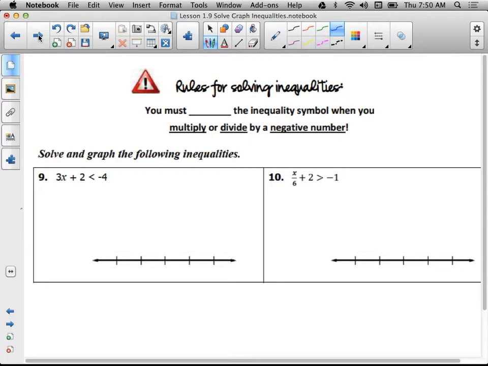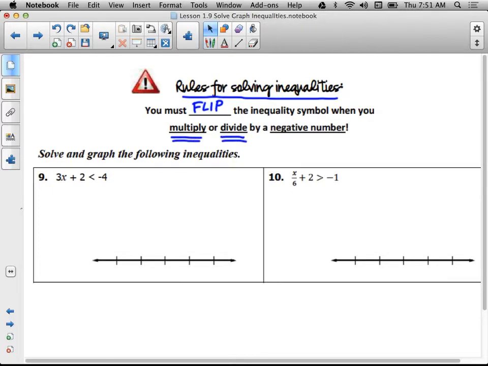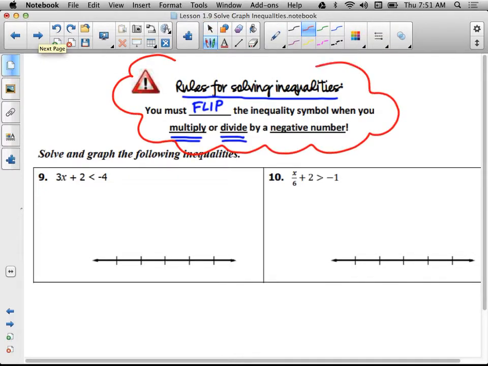The last part for today is to talk about how to solve an inequality to get it into that simple form like we had, just an x and a number with an inequality symbol. So we'll solve them like equations. The rule for solving inequalities is you must flip the inequality symbol when you multiply or divide by a negative number. This is super important to remember. I'm going to bubble this in and say important. This is really important.